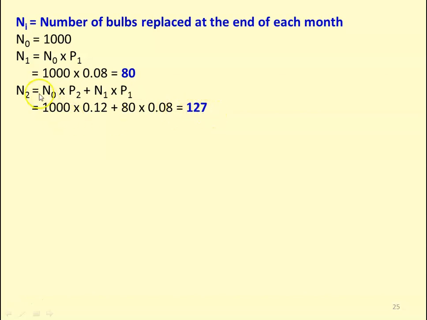So N0 into P2 plus N1 into P1 is equal to 1000 into 0.12 plus 80 into 0.08, equal to 127. So what do we mean by that? At the end of the second month, 0.12 of the bulbs will fail in total. So 1000 into 0.12, this is the new batch of bulbs. And the replaced bulbs will fail with the probability of 0.08, so at the end of 1 month the probability is 0.08.